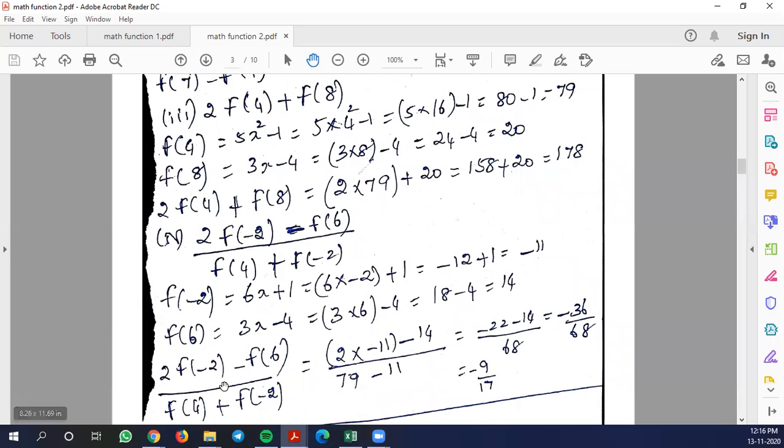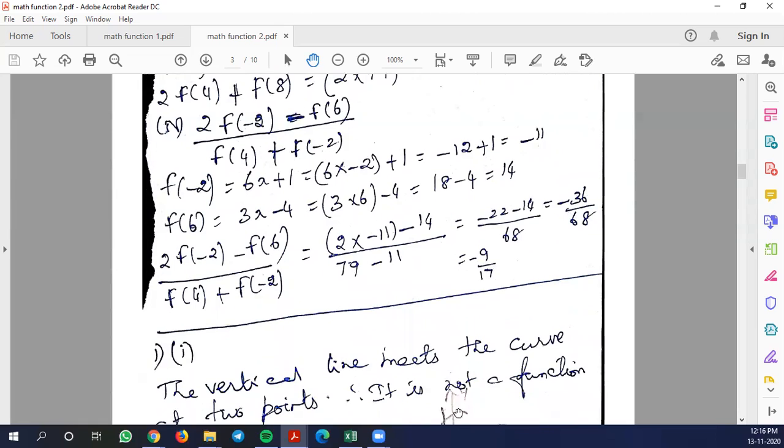So 2 f of minus 2 minus f of 6. So we are going to substitute the value. 2 into f of minus 2 is minus 11. Minus f of 6 is 14 by f of 4, it is 79 minus f of minus 2, it is 11. We already got. So plus into minus is minus 22 minus 14 by 79 minus 11 is 68. Same sign, add and put the same sign, minus 36 by 68. Now this minus 9 fours are 36, 17 fours are 68.